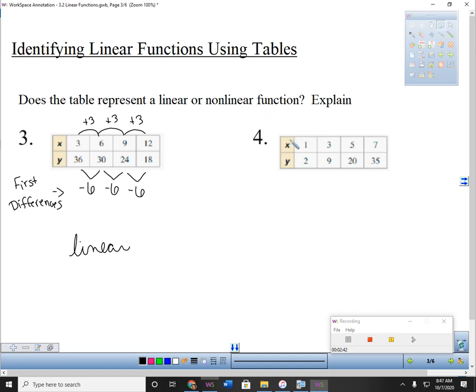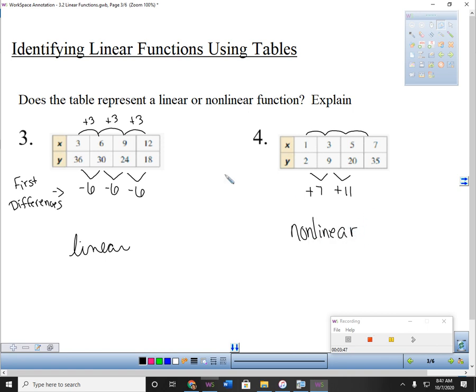So if you look up here at your x's on number 4, make sure that they're going up the same. So I'm going up 2, up 2, up 2, correct? So then I look at my y's. To get from 2 to 9, I would have to add 7. To get from 9 to 20, I have to add 11. And you can just stop right there. Are those first differences the same? No, so this would be nonlinear.